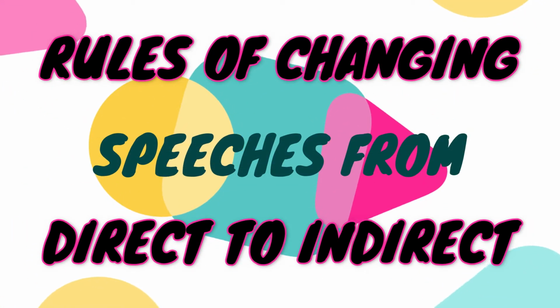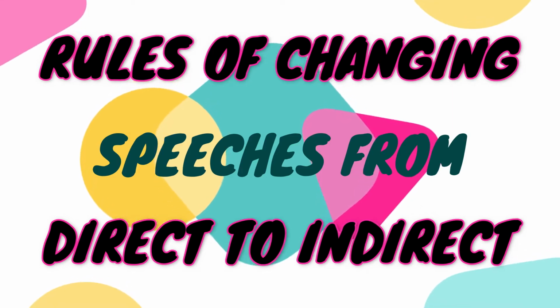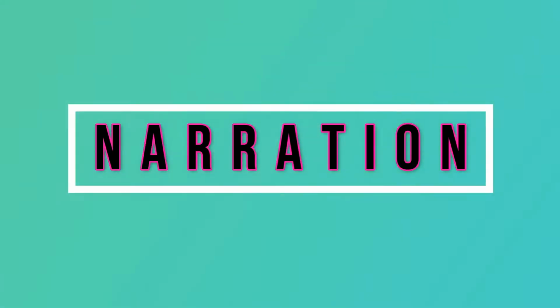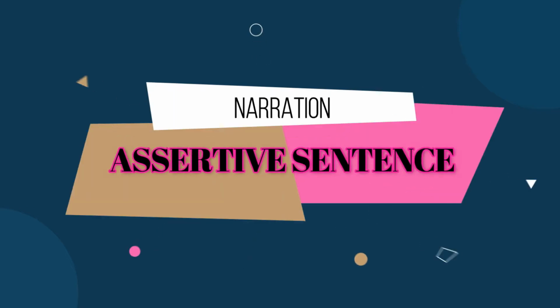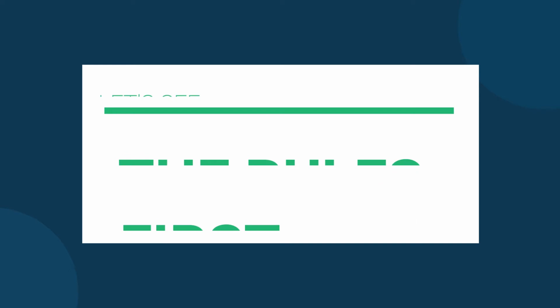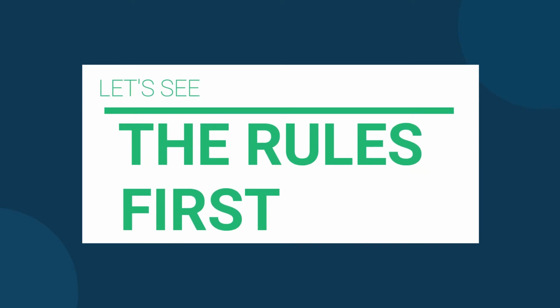Welcome back, students. Let us talk on the rules of changing speeches from direct to indirect. Direct and indirect speech is also called narration. Narration can be found working with 5 different kinds of sentence, which are assertive sentence, interrogative sentence, imperative sentence, exclamatory sentence, and optative sentence. We are still in assertive sentence, and we will look at the third rule today, having already explained 2 rules in the first part of this video series.